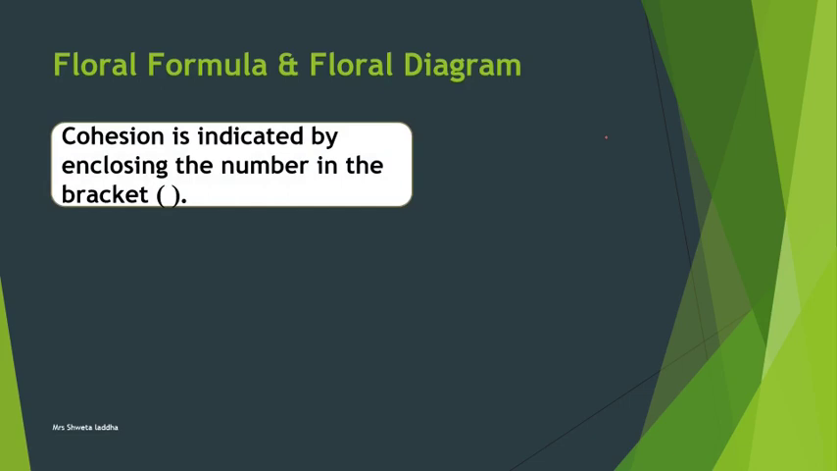Floral formula. Cohesion is indicated by enclosing the number in brackets. What is cohesion? Cohesion is union or joining between the members of the same floral whorl. For example, calyx.